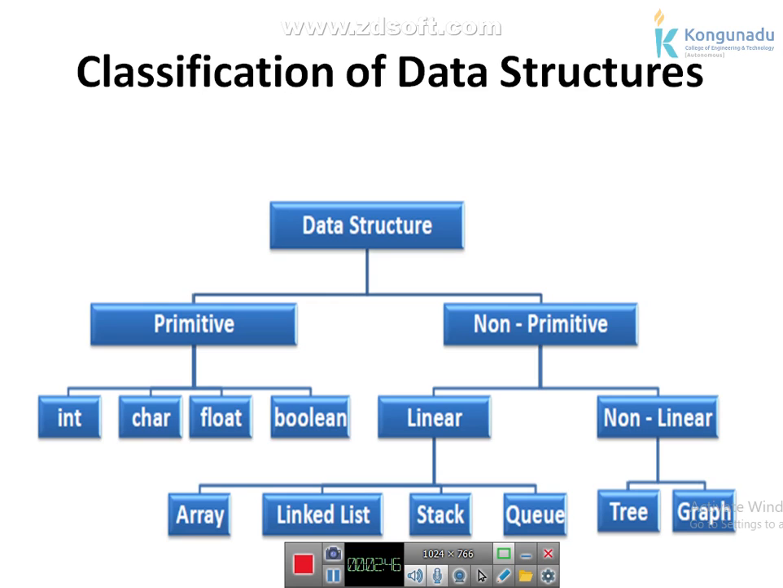Let's see the examples for linear and non-linear data structures. Linear data structures are array, linked list, stack, queue. These are all the linear data structures. And next, tree and graph are the non-linear data structures. These are all the different types of data structures.